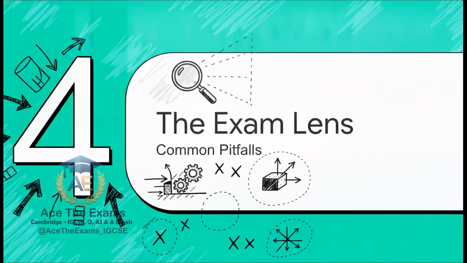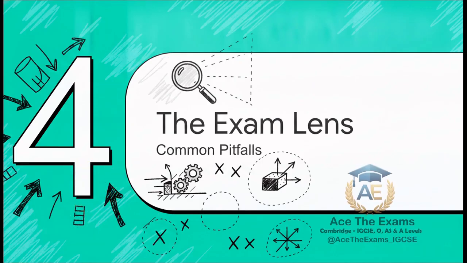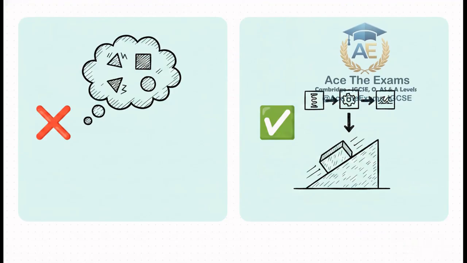Section 4, the exam lens. Let's expose those common pitfalls and learn how to avoid the grading traps. Now, let's pivot and look directly through the eyes of the examiner to reveal exactly where students typically bleed marks.